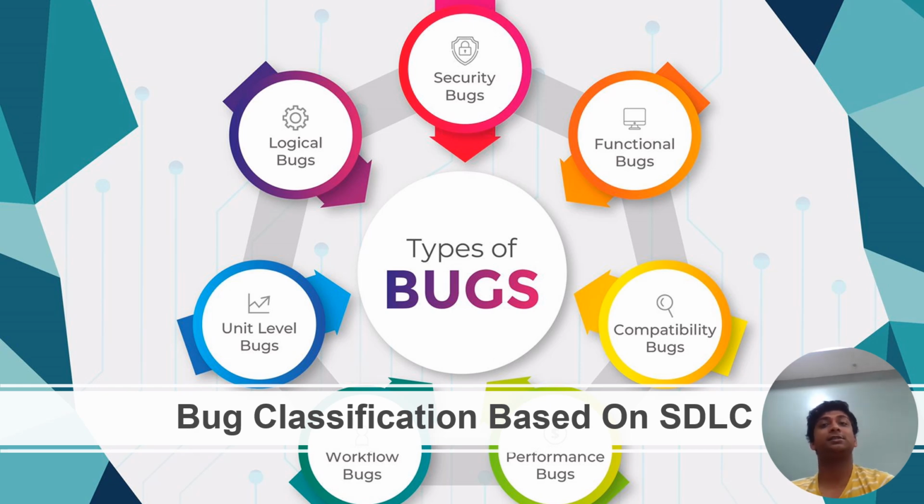Now let us discuss my favorite topic. What are the different types of bugs? Right. Okay, let's go to bugs. What are functionality bugs? Functionality bugs refer to a defect or an issue in a software application that affects its intended functionality.